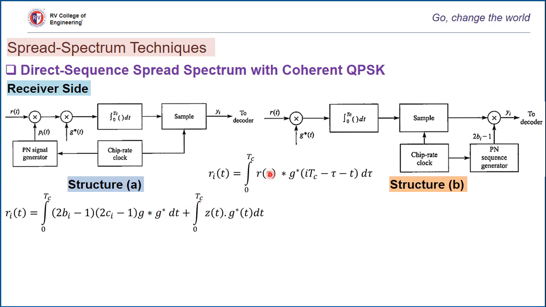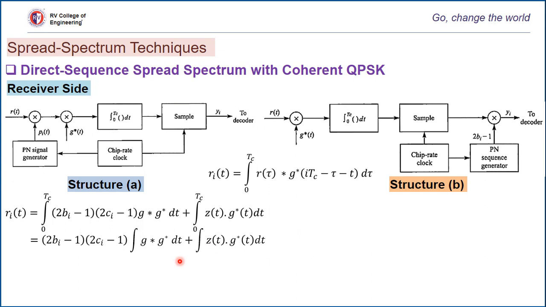Plus, we know that R of t, which is the received signal, is corrupted with additive Gaussian noise in the form of Z of t, which also gets multiplied with G star of t. Then we also know that this product is independent of time. We can pull that out of the integral, and the signal continues to be wideband, with both the signal and interference parts being wideband signals.